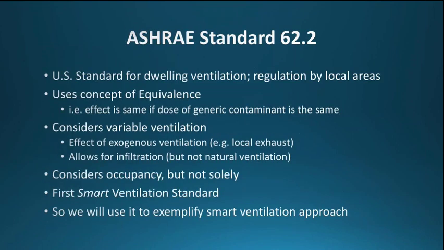Okay, so ASHRAE Standard 62.2 is the first standard to actually include equivalency as an option within the standard. That version is the 2016 version, which is yet to be adopted, but earlier versions of Standard 62 are adopted in many parts of the US. The current version uses the concept of equivalence and actually has an operational way of dealing with variable ventilation so that you can design around it.